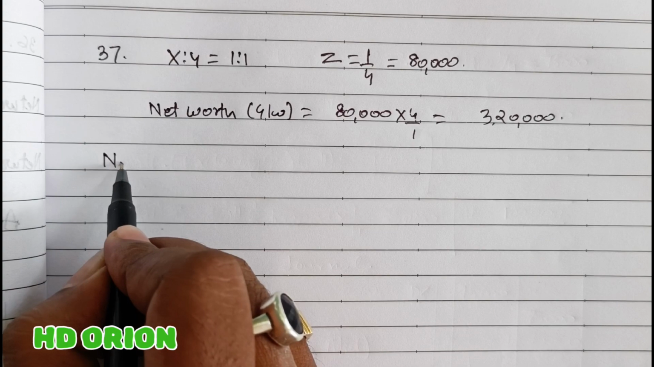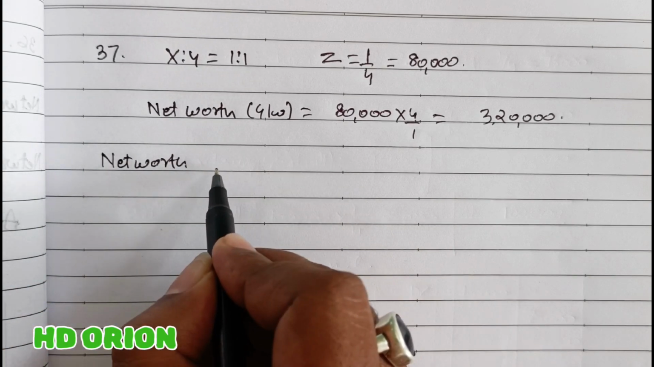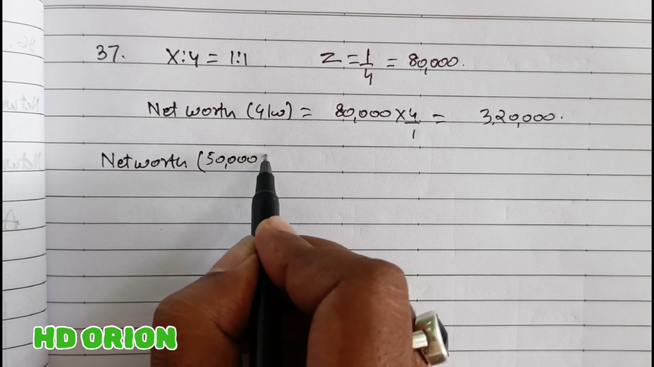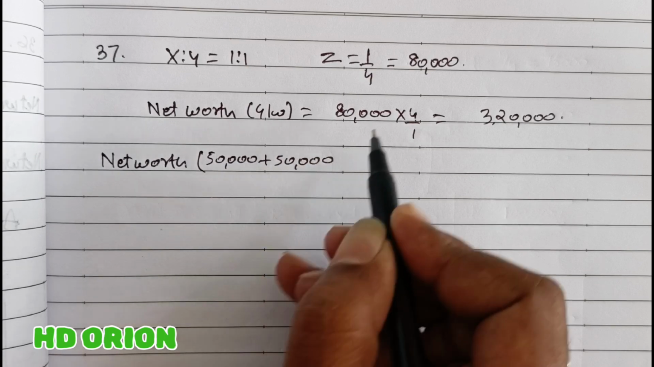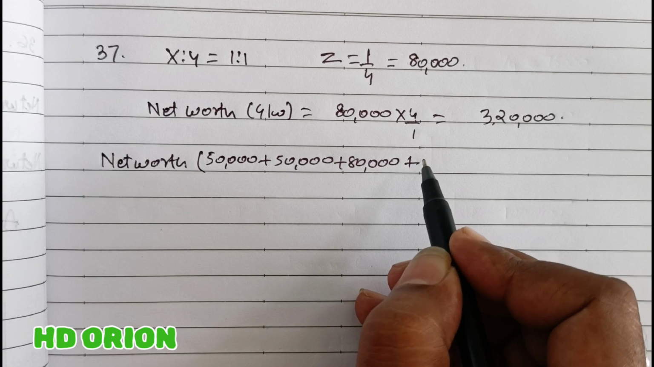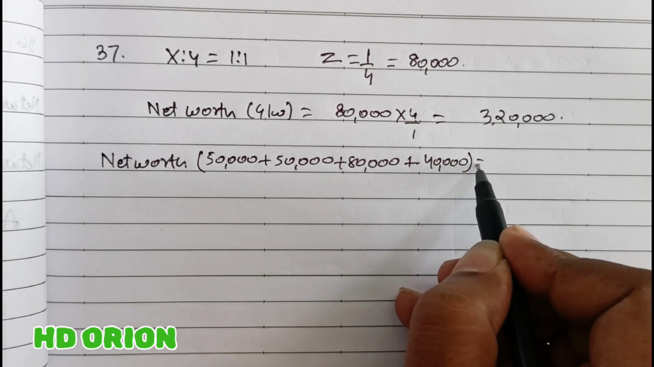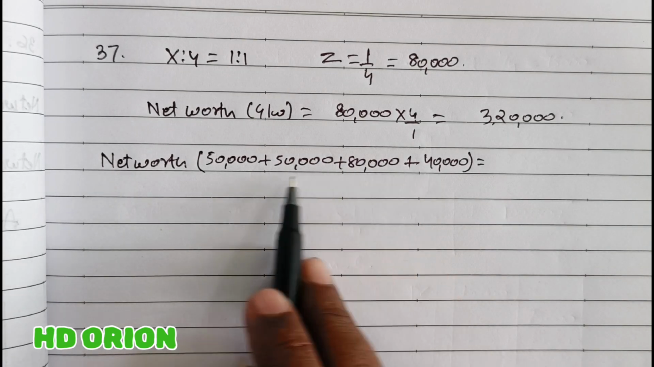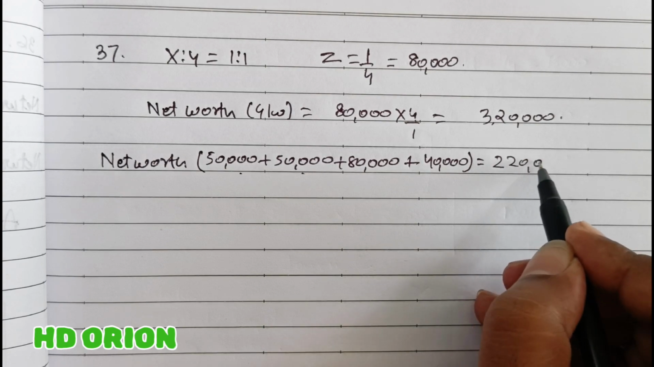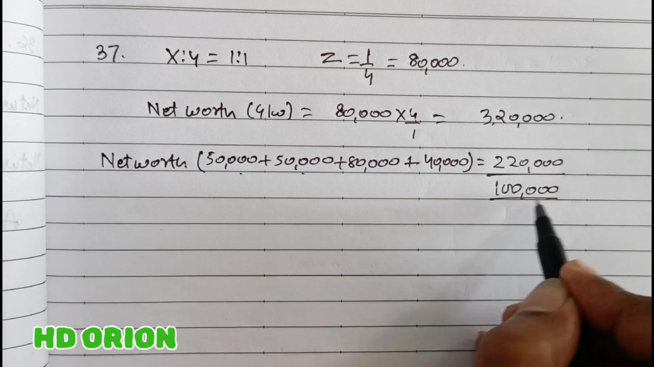Now, second step, net worth without goodwill is how much? Capitals of all the three partners, which is 50,000 plus 50,000 plus 80,000 plus one more thing, which is credit balance of profit and loss account. And it is equal to, when you add this, how much do you get? 2,20,000 rupees. Now the difference between these two, 1 lakh, is the goodwill of the firm.